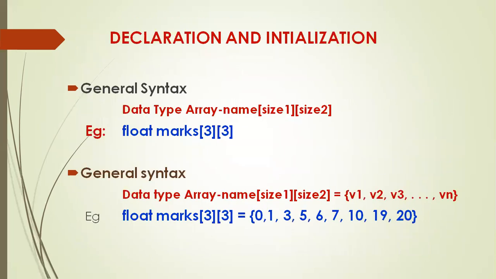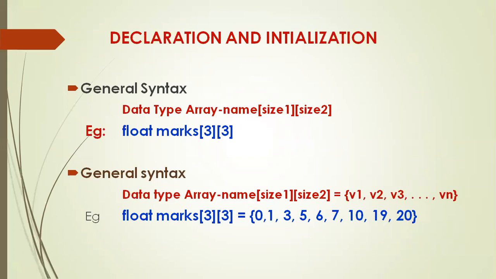Next, how do you declare a 2-dimensional array and how do you initialize its elements? Just like a 1-dimensional array, a 2-dimensional array must be declared before you use it in the program. The general syntax is to first specify the data type, then a name, followed by 2 sizes. Size 1 denotes the number of rows and size 2 denotes the number of columns. In this example, float marks[3][3] declares a 2-dimensional array having 3 rows and 3 columns. The first example just declares a 2-dimensional array.